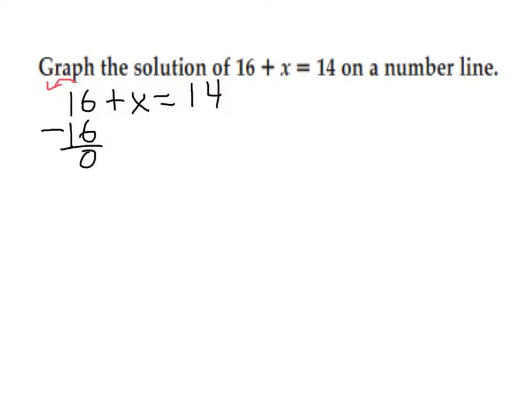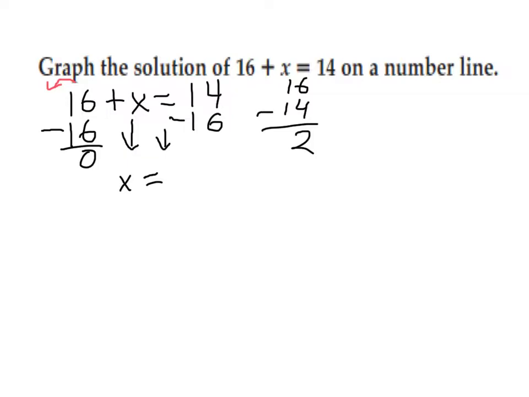Now, we have to keep our equation equal, so whatever we do on one side, we do to the other. Bring down the x. Bring down the equal sign, very important to do. Let's go ahead and simplify 14 minus 16. These signs are different, so I know that I'm going to subtract. I'm going to put the larger of the two absolute values, so that's 16 on top, 14 on the bottom. 2 is the answer there.